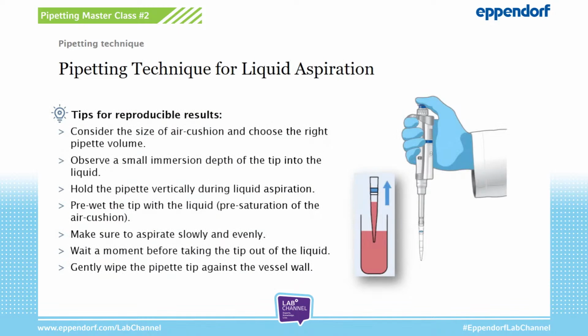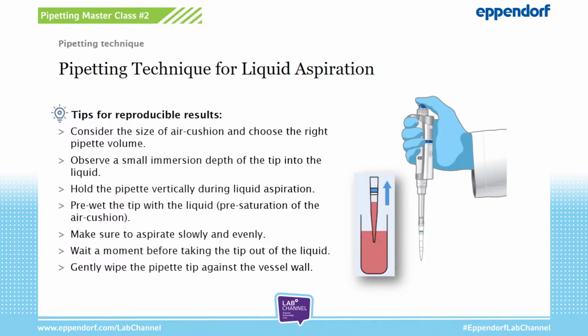So now we have heard a lot about what we should consider when aspirating liquid with an air cushion pipette. You might think, oh, that's really complex, but it's not. Here are just the important points in short. So when selecting the pipette, consider the size of the air cushion and choose the pipette with the nominal volume closest to the volume to be pipetted.